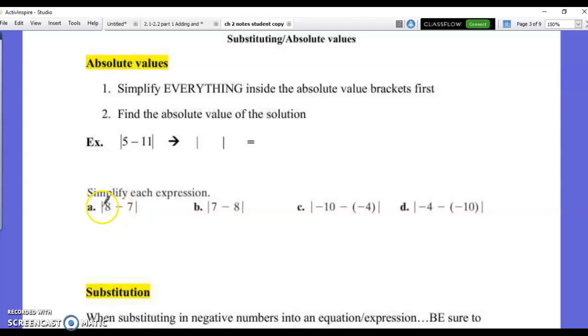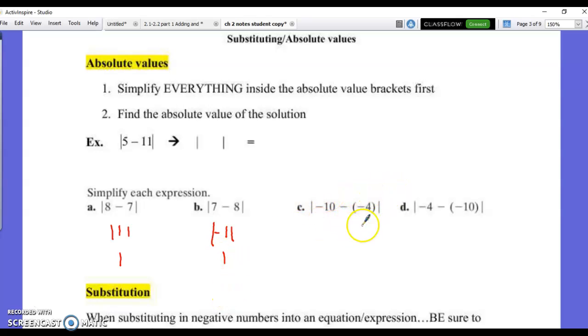8 minus 7, the signs are different, take the difference. The absolute value of 1 is 1. Again, positive 7, negative 8. The difference between them is 1. 8 is the bigger number, so it's negative 1. So the absolute value of negative 1 is also 1.